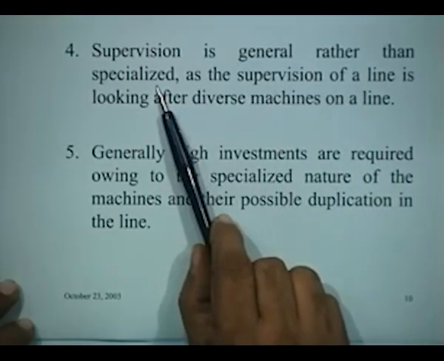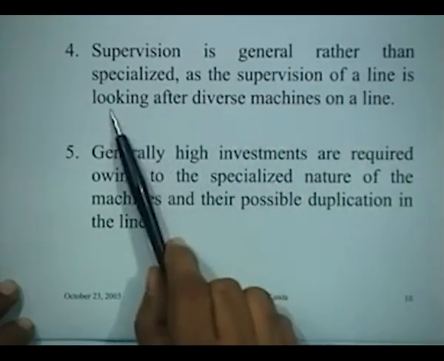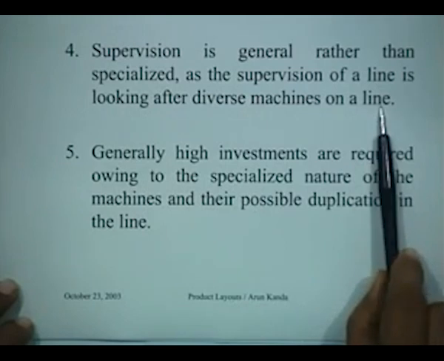Supervision is general rather than specialized, as the supervisor of a line is looking after diverse machines on a line. Compare this with the supervisor for a process layout. If you have a supervisor, let's say in the lathe section, that person would probably have spent 10 years in the lathe section and would be familiar with all the machines.